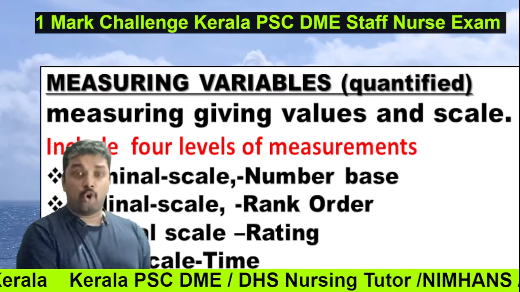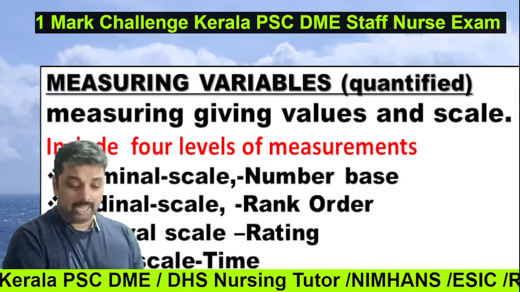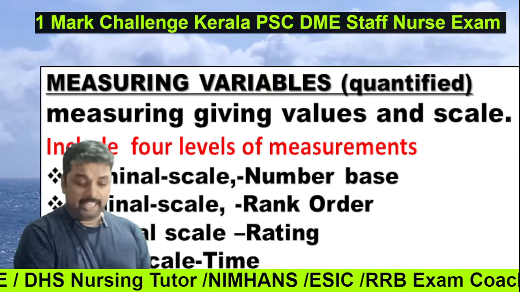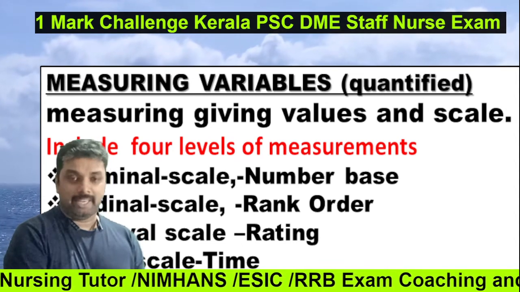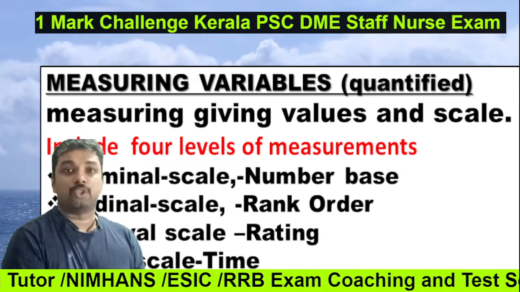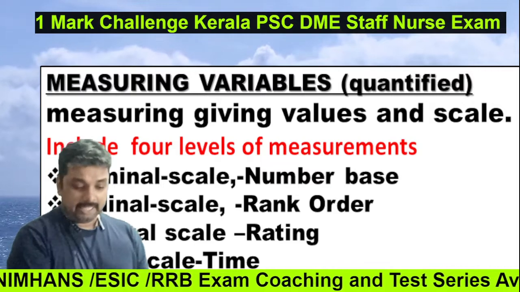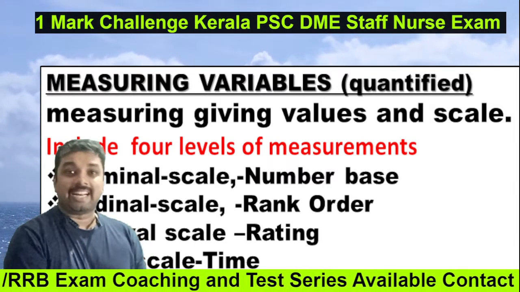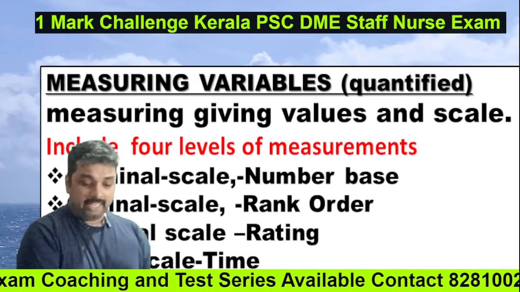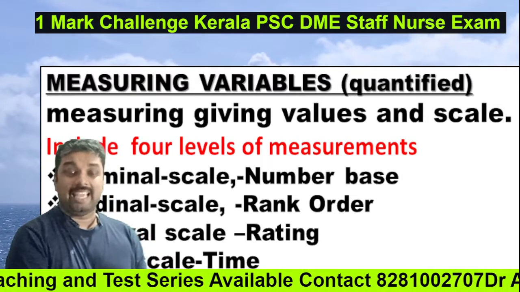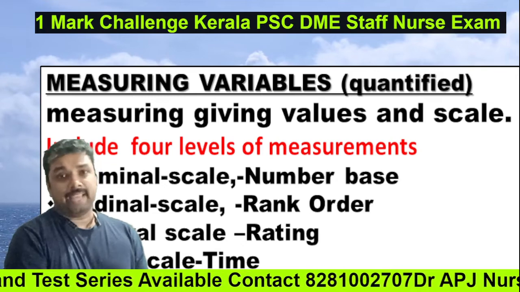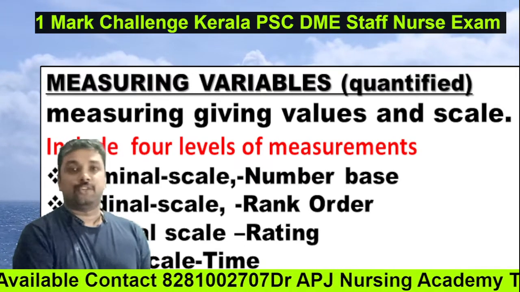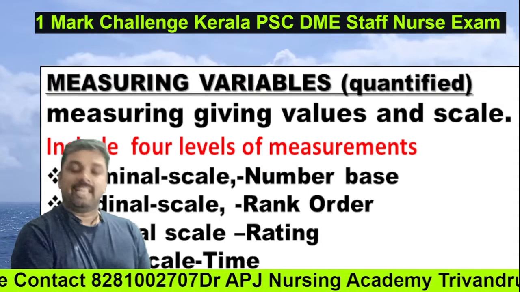Once again, nominal scale variables are based on numbers. Next, ordinal variables are based on rank order. Next, interval variables are based on a rating scale. Next, ratio scale variables are time based. This is the classification of all types of variables in research.